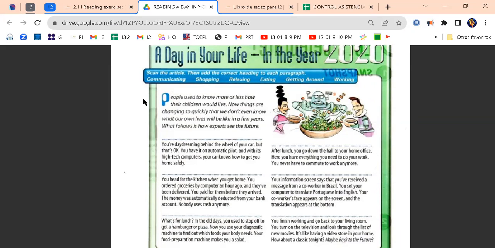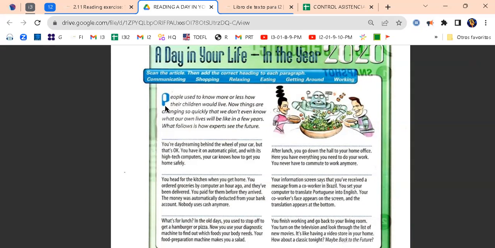The headings for each of these paragraphs are communicating, shopping, relaxing, eating, getting around, and working. So we have to read each of these paragraphs and identify which heading is the best for each of them. Okay, look at this. I think I'll need a volunteer for the first paragraph. Well, I'm going to start with the first one and then I'm going to leave you on your own.